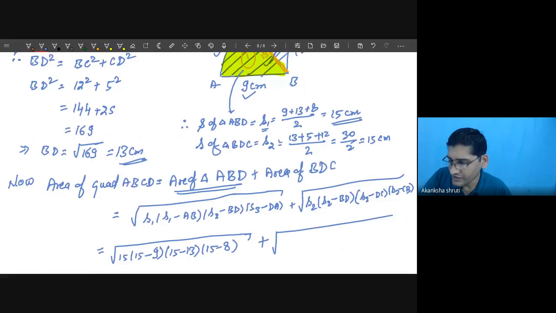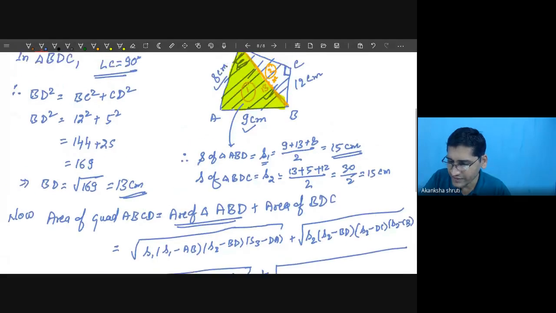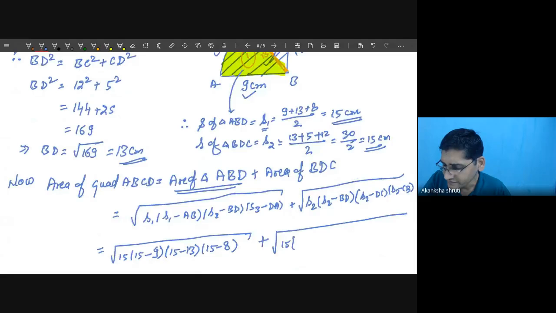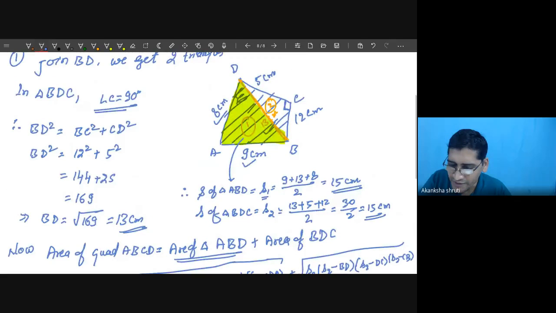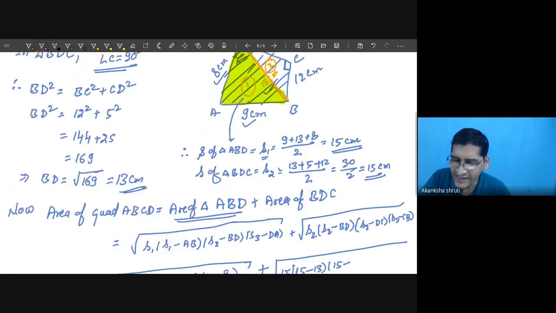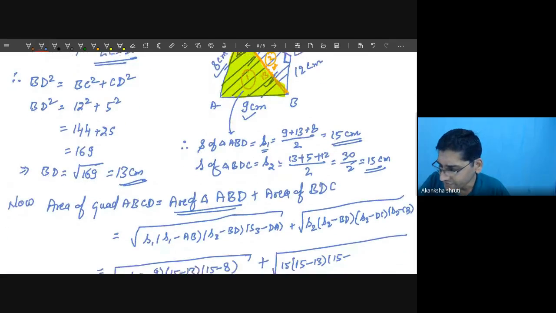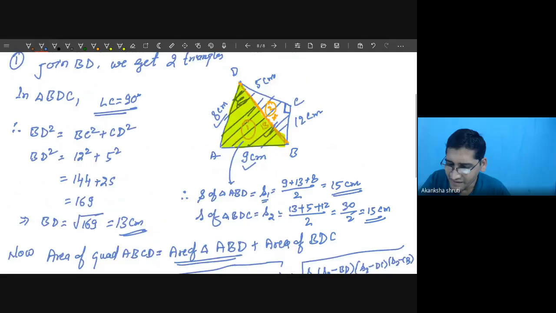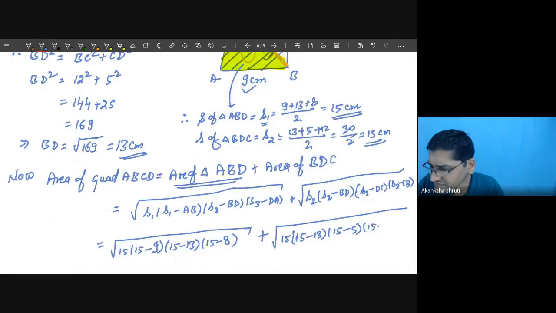Then you have to go for the other square root calculation, in which we have again the S2. S2 is also our 15. But this time, this 15 minus, we need to take BD, which is calculated as 13. Then again this 15 minus DC, 5. Then 15 minus the 12. These are the two things that you have to add.